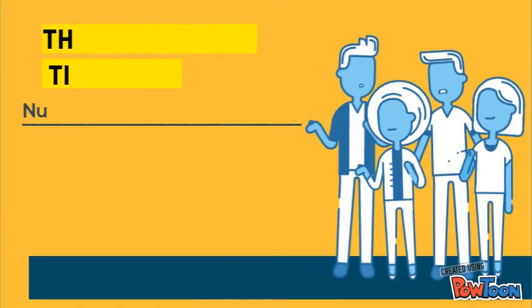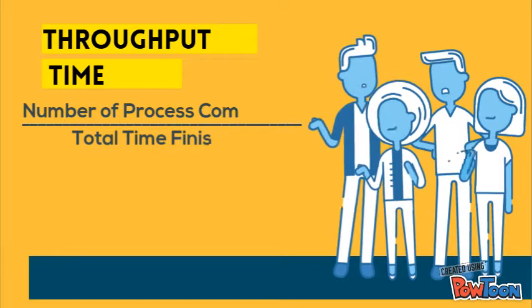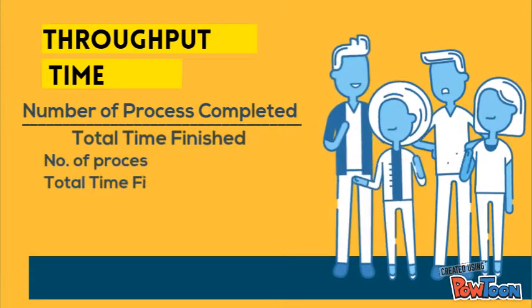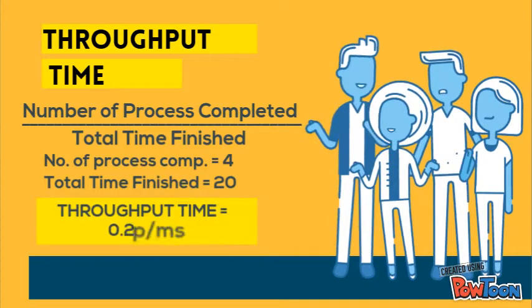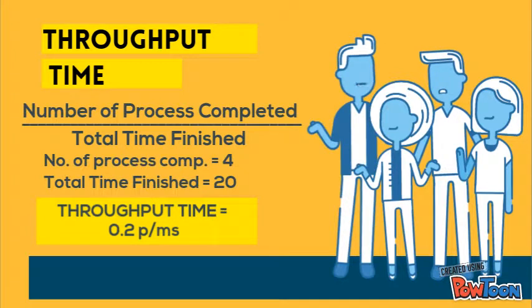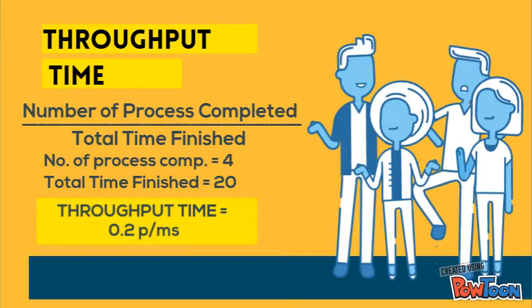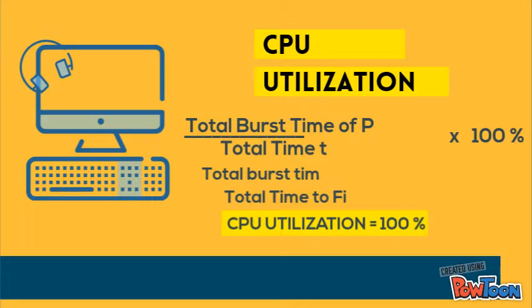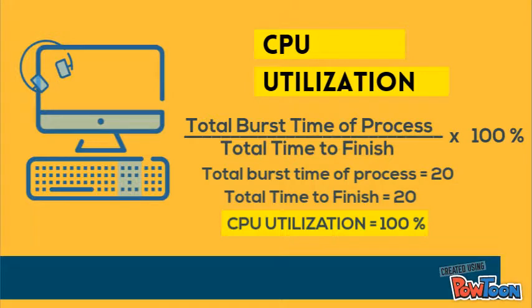Now, for the throughput time, we need the number of processes completed divided by the total time finished. For example, the number of processes completed is equal to 4 divided by 20, so the throughput is equal to 0.2 P/ms. Now, for the CPU utilization, we need the total burst time of the processes divided by the total time finished times 100%. So here is our example.